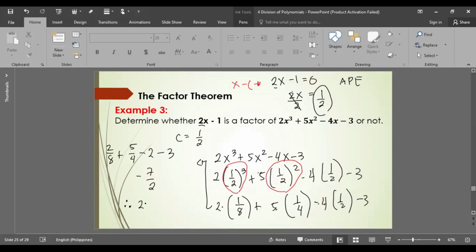Therefore, 2x minus 1 is not a factor of this polynomial expression. Okay? That's it for the factor theorem. It's very easy, as simple as that.